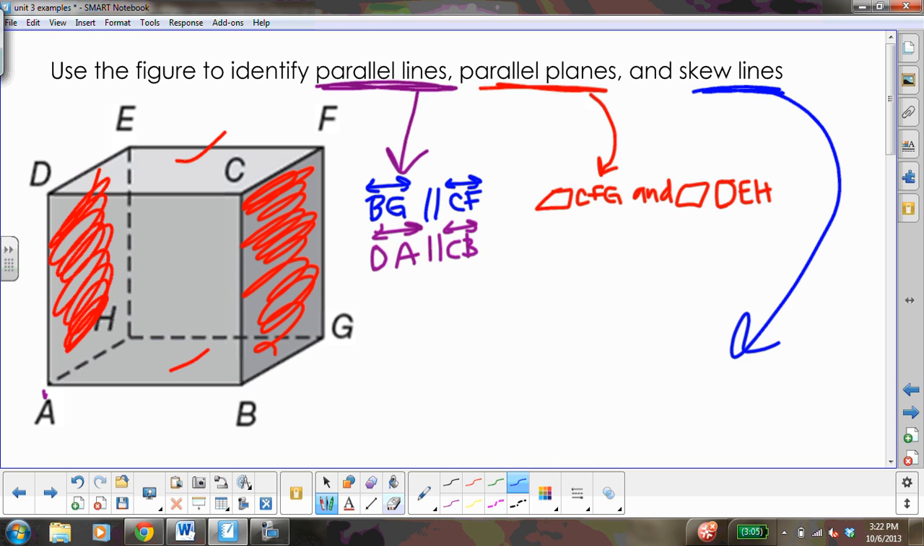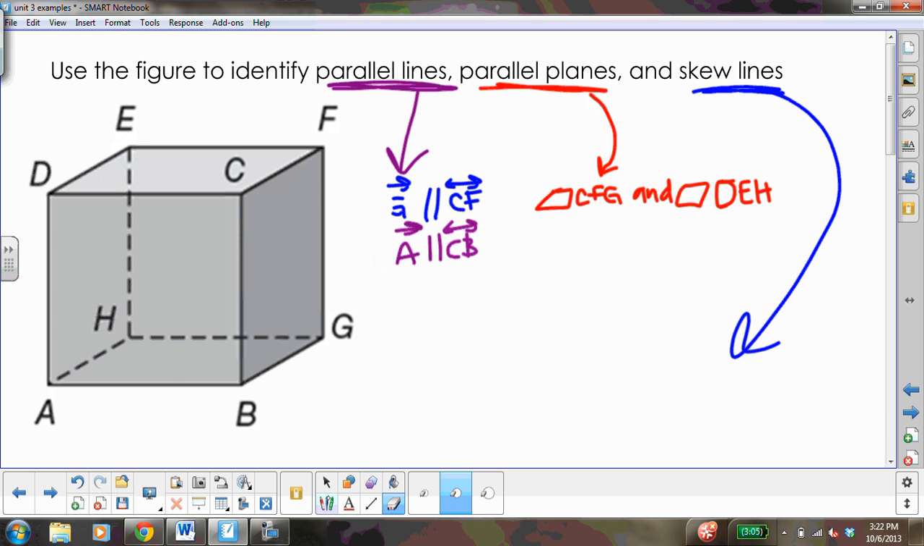Now let's talk about skew lines. Skew lines are sometimes the hardest lines to figure out. Let's look at one line specifically. There are many pairs of skew lines in this picture. But if I look at line AH, I want to think about any line that could be skewed with AH. Skew lines cannot be coplanar and cannot intersect. So right away, I know that line ED is not skewed with AH because it's in the same plane.